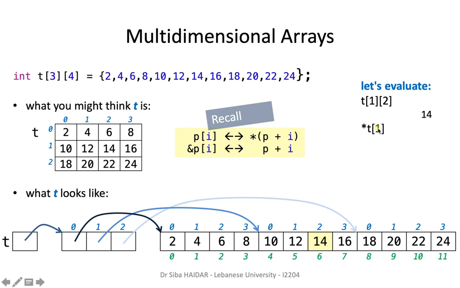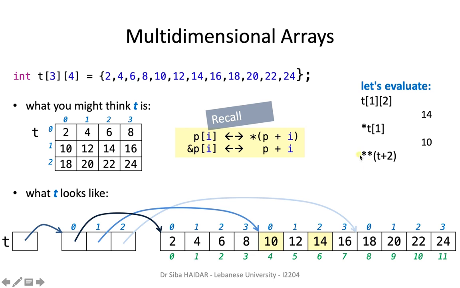Let us try now to evaluate this expression. Dereference of t+1. So this is t, and this is t+1. And if we dereference it, we will get the value 10. We will follow the arrow, the medium blue arrow. We will get the value 10. And this is true.